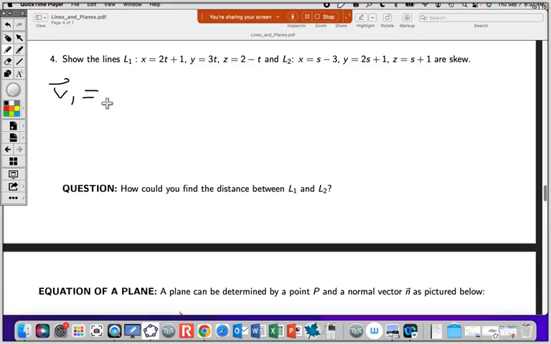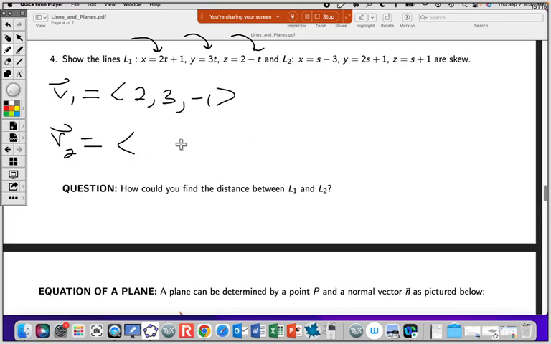So let's get a vector v1 for L1 and a vector v2 for L2. And remember, the way you can get these parallel vectors is to read off the coefficients of the parameters. So for v1, I've got 2t, 3t, minus t. So this is the same v1 we had before: 2, 3, negative 1. And what would be the vector v2 for L2? What's a vector that's parallel to L2?